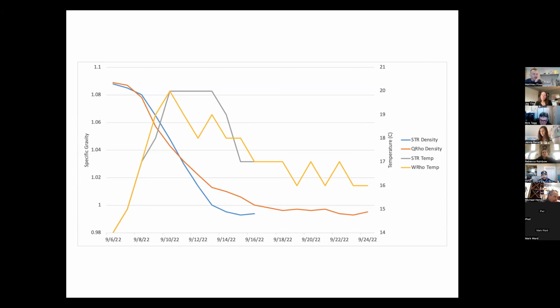The barrels were side by side, and I don't know why there's this variation of temperature, but yeah, I don't know.